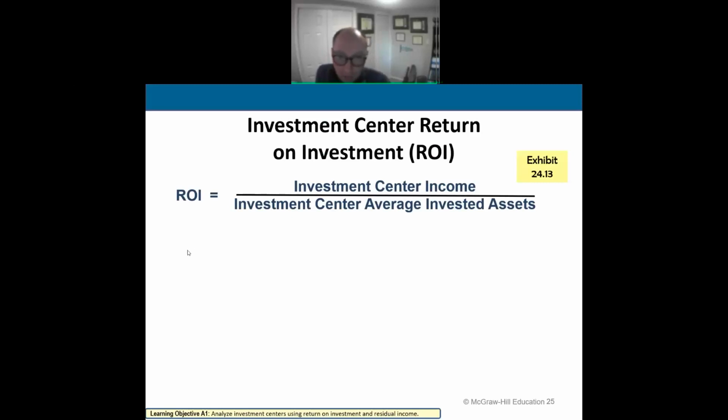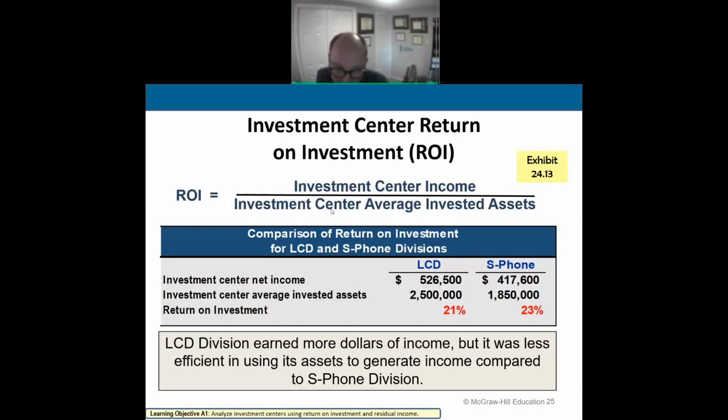So ROI, return on investment. With ROI, we take the investment center income, that's the income we've earned from our property, plant, and equipment, divided by the investment center average of invested assets. That one's a little bit more complex to understand, so let me walk you through it.